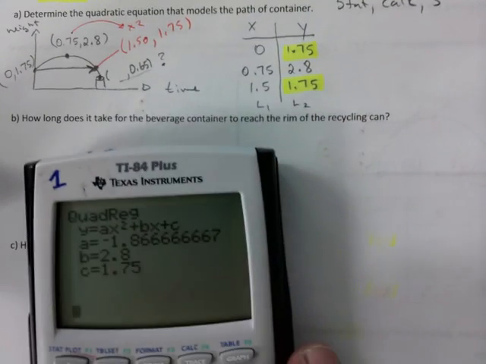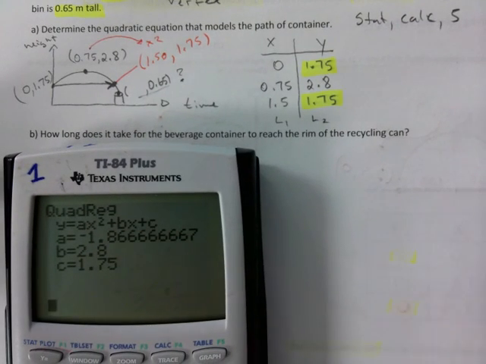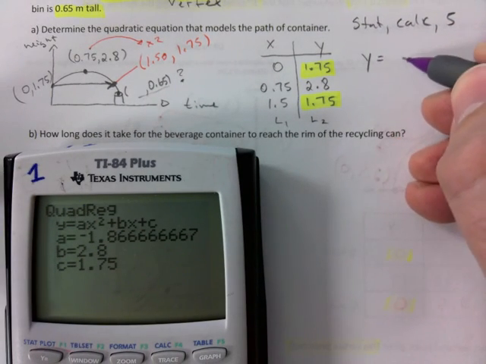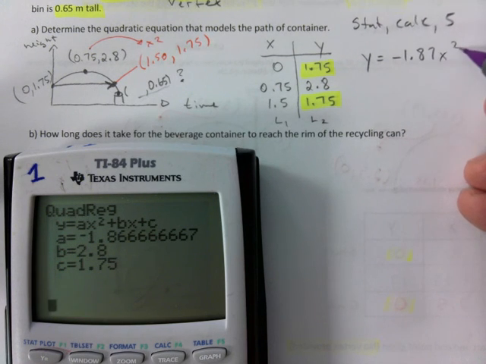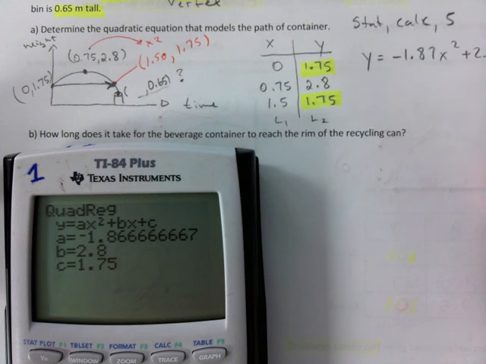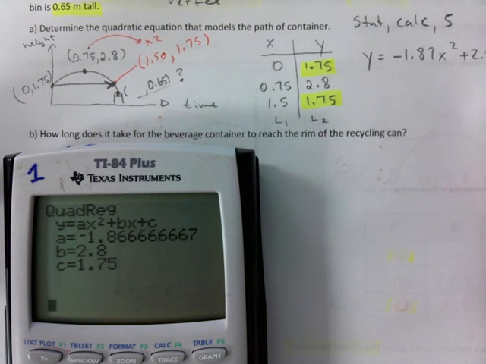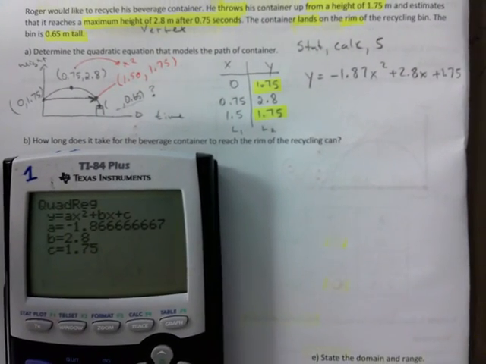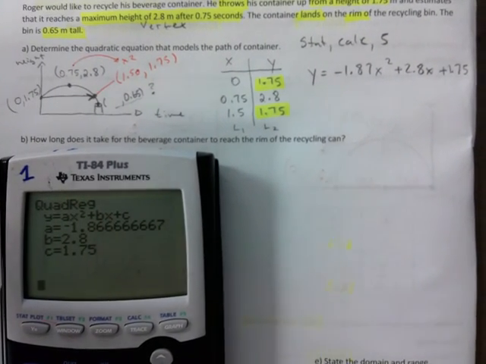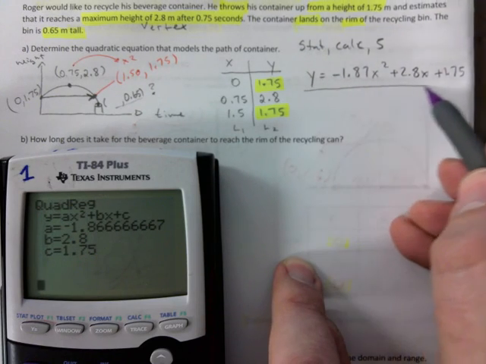And this is what I get. Y is equal to negative 1.87x squared plus 2.8x plus 1.75. That should not be a surprise to us. You can't see that, sorry. That should not be a surprise, 1.75 at the end.